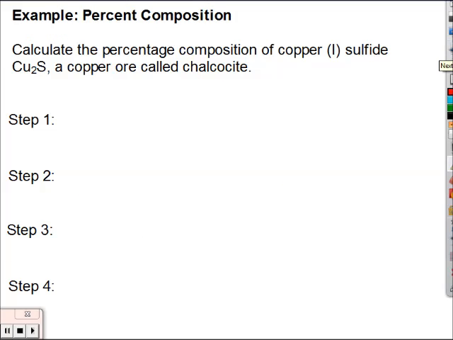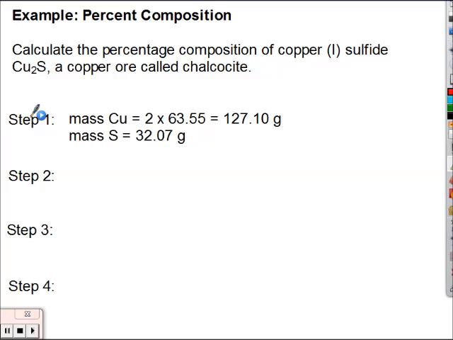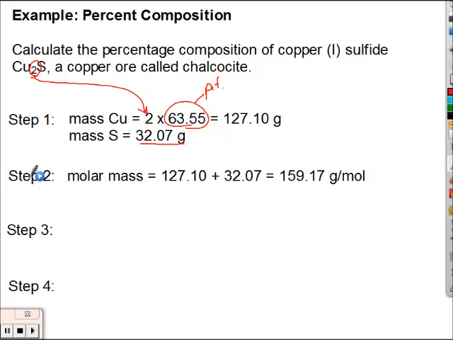Example, if you had copper 1 sulfide, Cu2S, it's a copper ore. We need to first figure out the mass from each element in there. In this case, we are going to be looking at the subscripts. There are 2 copper atoms in each of these molecules. So you take 2 times the molar mass from the periodic table, and we get 127.1 grams. That's the amount of copper in one of the molecules. The sulfur is 32.07. When we add those together, we get a molar mass of 159 as the total.